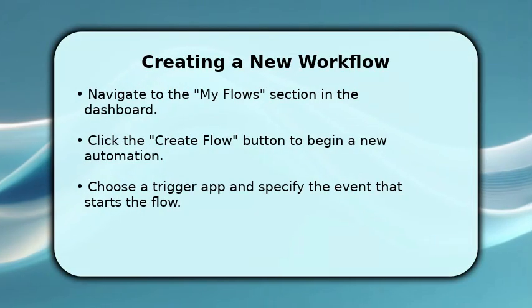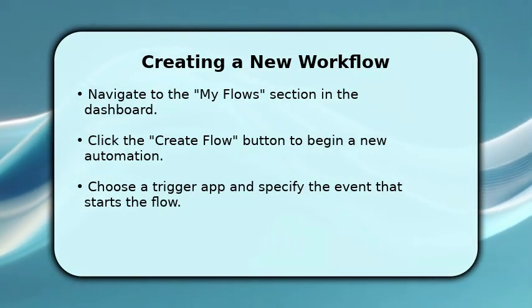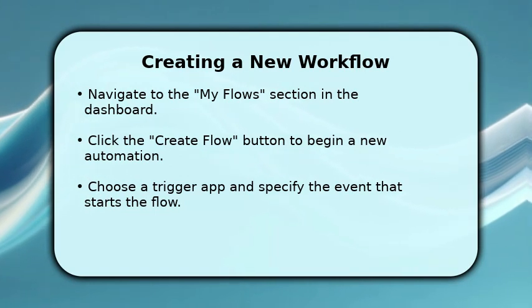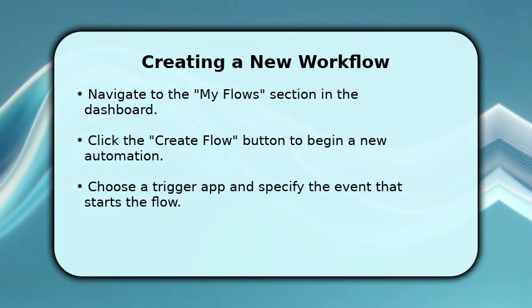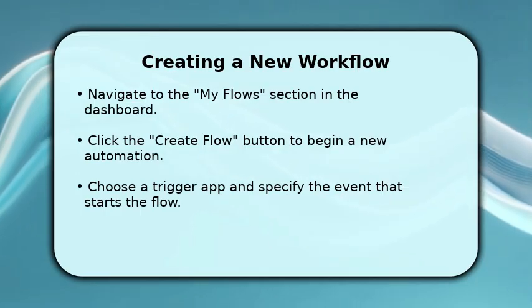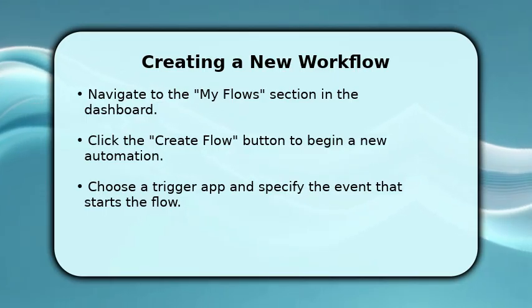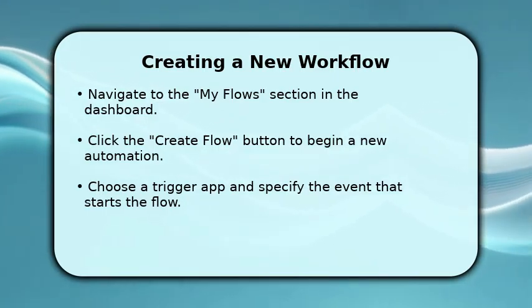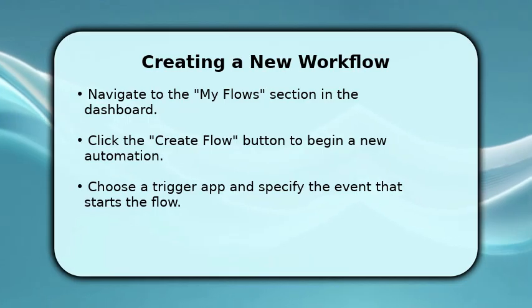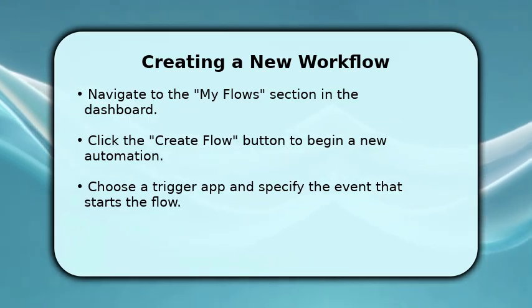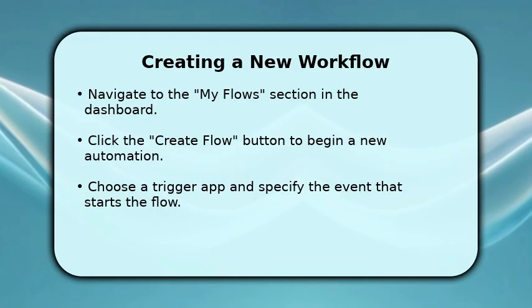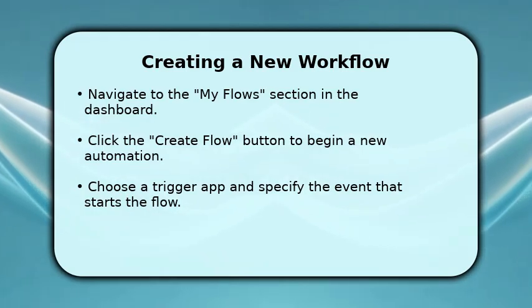To begin creating your first automation, navigate to the My Flows section within your Zoho Flow dashboard. From there, simply click the Create Flow button to start building a brand new workflow. First, you will choose a trigger application and specify the exact event that will initiate your flow. Next, select an action application and define the specific task you want it to perform automatically.